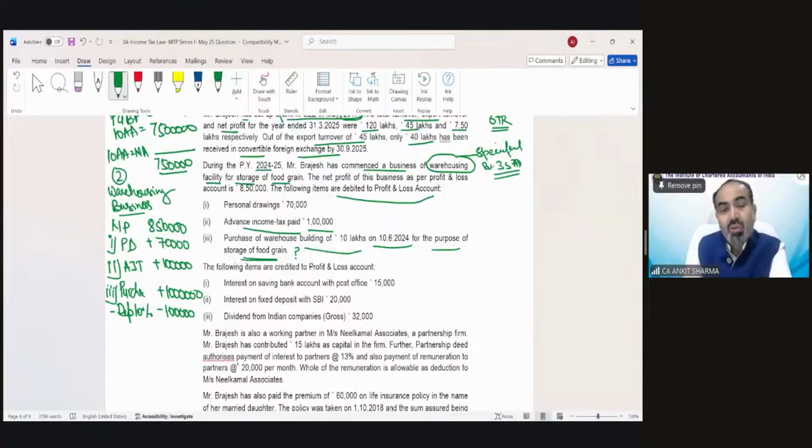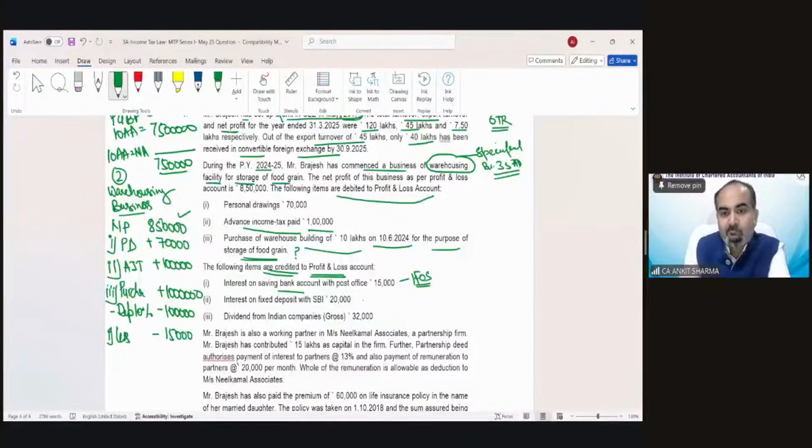Now there are certain incomes which have been given, which are already credited to the profit and loss account. So if these incomes are not related to my business, I have to reduce them from the profit because they have already become part of my 8,50,000. Interest on saving bank account would be income from other sources. So what do I need to do? I need to reduce this income, because it is income from other sources. Exactly correct, Mr. Ram.